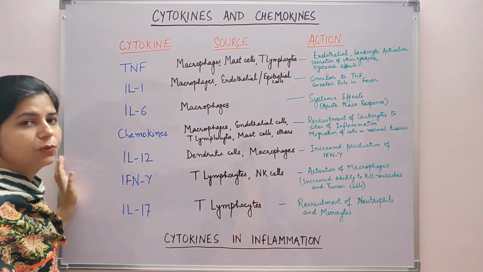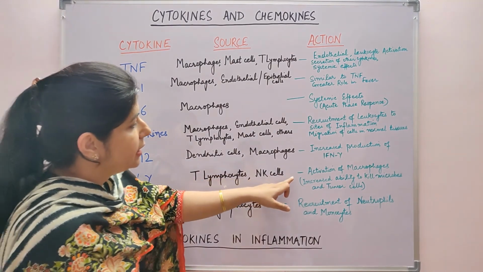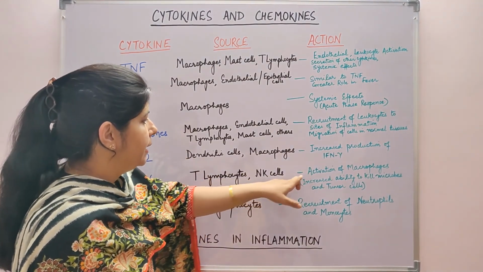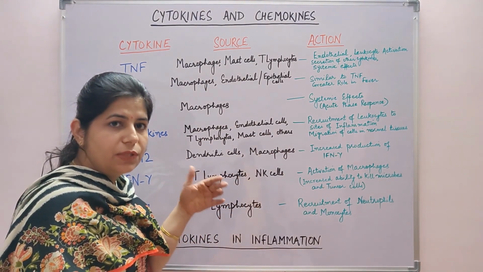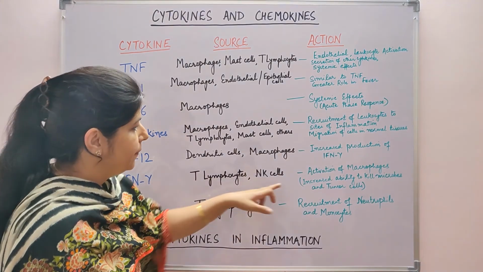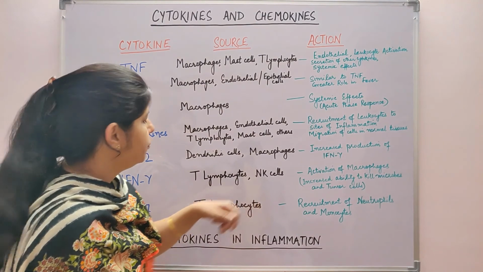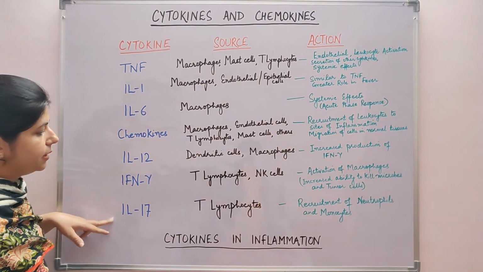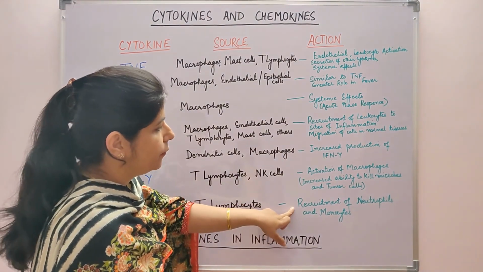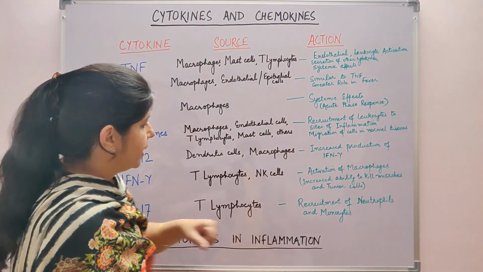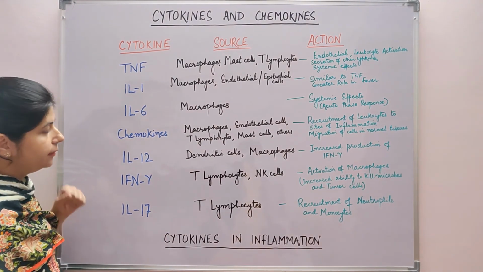Interferon gamma, the source is T lymphocytes, natural killer cells. The action is activation of macrophages. Inducible nitric oxide synthase is induced, which leads to production of nitric oxide. So this leads to increased ability to kill microbes and tumor cells. Interleukin 17, the source is T lymphocytes and the action is recruitment of neutrophils and monocytes. So this plays important role in acute as well as chronic inflammation.